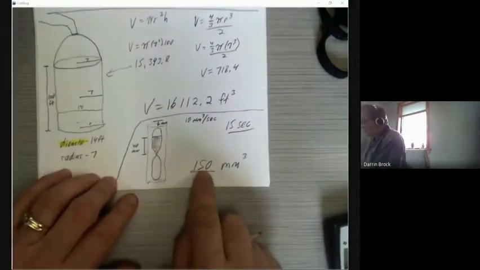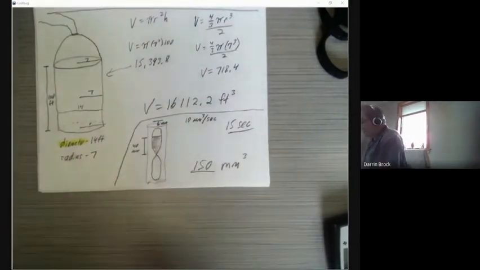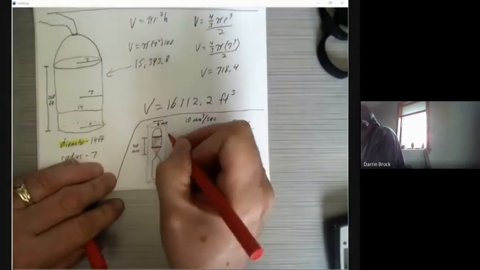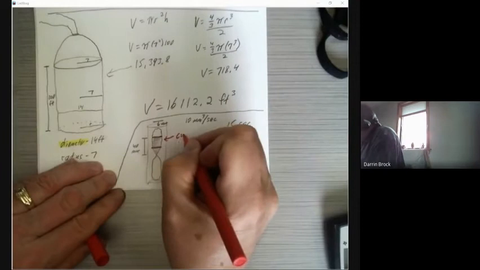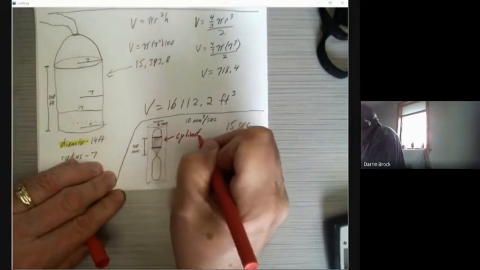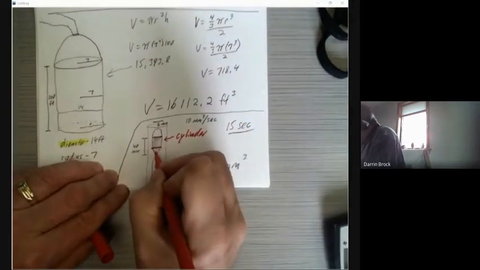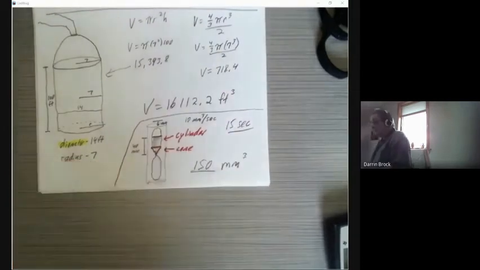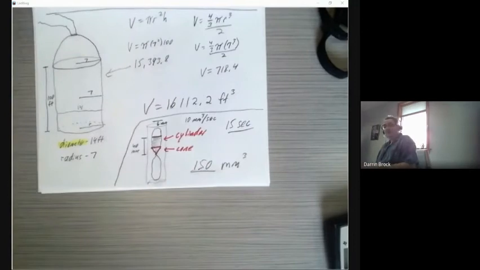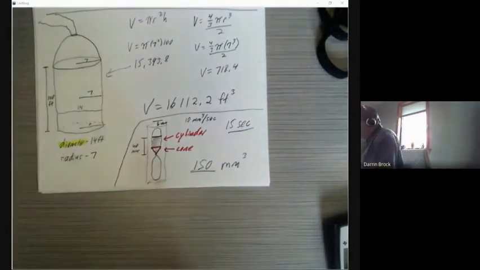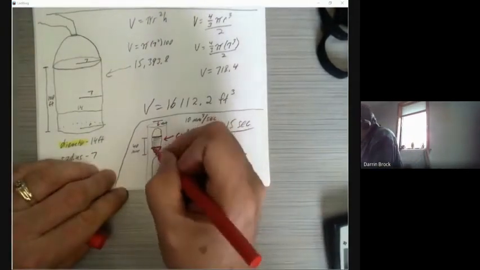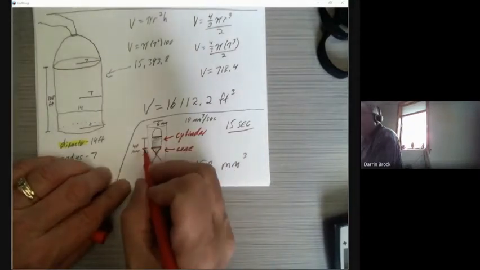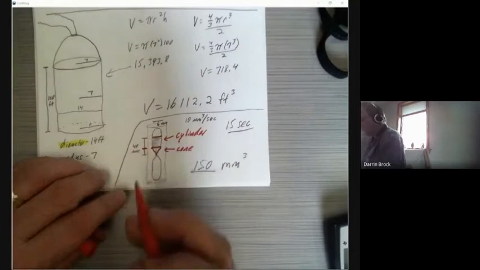But to get this, you're going to have two calculations again. This part here, from there to here, that's a cylinder. And this part down here is a cone. So you've got a cylinder and a cone. And it should somewhere tell you the height of this cone, because we need to know how much of this 40 belongs to the cone and the rest of it will belong to the cylinder.